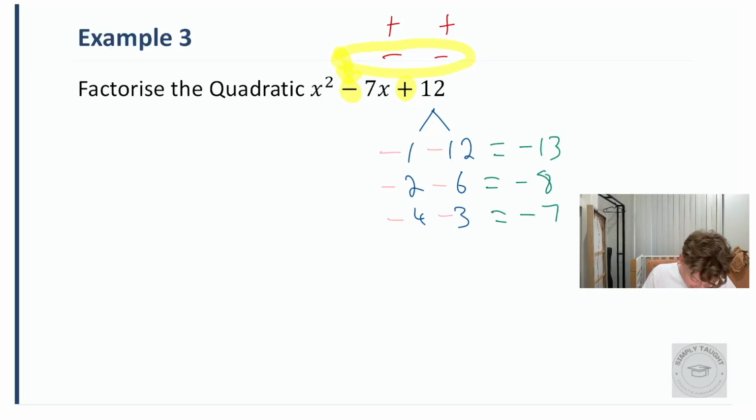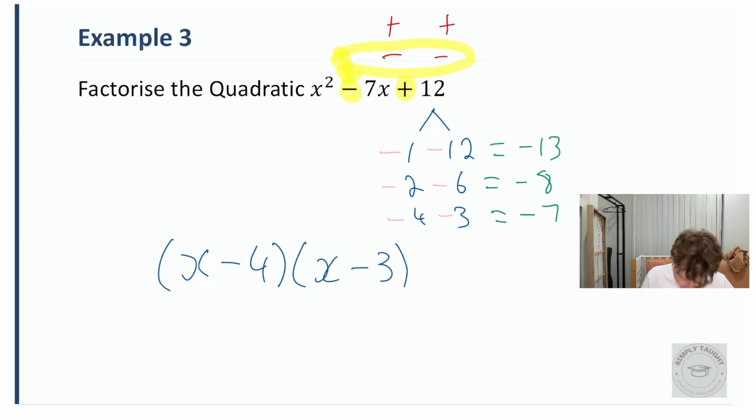I can now put these in brackets, and I wind up with x minus 4, x minus 3, and that is my factorized form for x squared minus 7x plus 12.